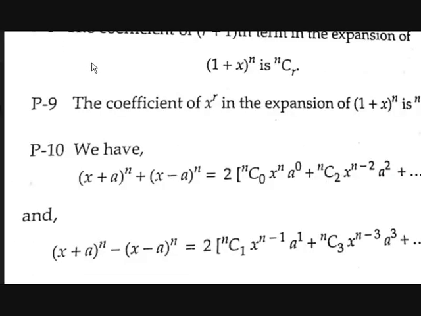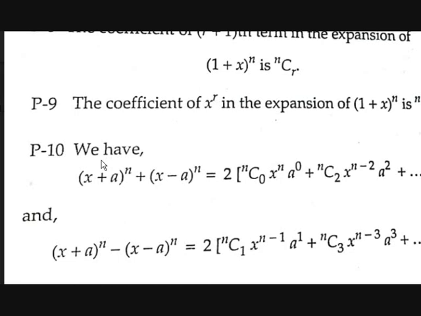Okay guys, the next property is the coefficient of (r plus 1)th term in the expansion of (1 plus x) whole power n is nCr. The coefficient of (r plus 1)th term will be nCr. Okay, the other thing, the coefficient of (r plus 1)th term is nCr in any expansion. And the coefficient of x power r in the expansion (1 plus x) whole power n is nCr. The coefficient of x power r is nCr, but the (r plus 1)th term, the coefficient of x power r is nCr. This means that the (r plus 1)th term has the x power r in the term.